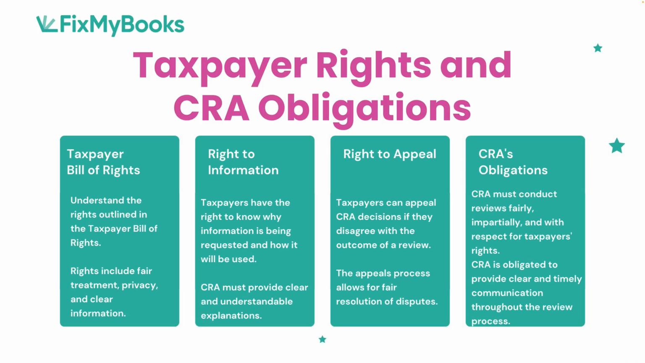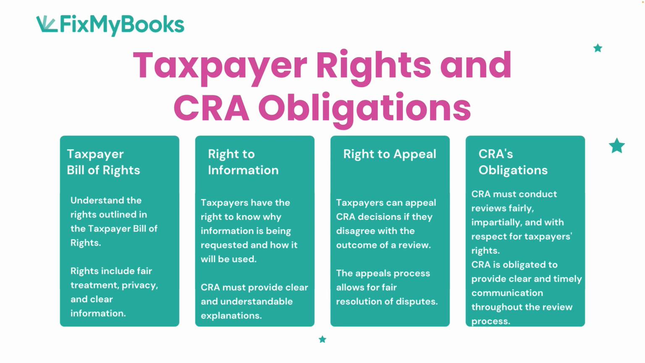Okay, so taxpayer rights and CRA obligations. If you are under review, you do have rights. So it's good to know what you can and cannot do and what the CRA can or cannot do as well. So the Taxpayer Bill of Rights. Understand the rights outlined in the Taxpayer Bill of Rights. Rights include fair treatment, privacy, and clear information. We can provide a link to this down below as well, so that you can access it if you need to. But know that everything on there is your rights.